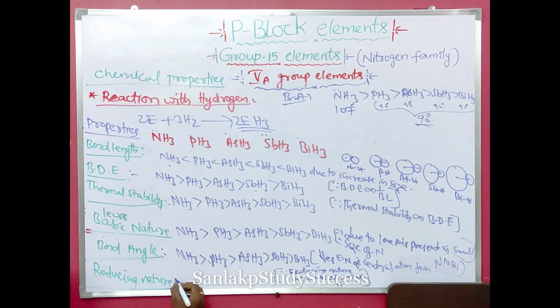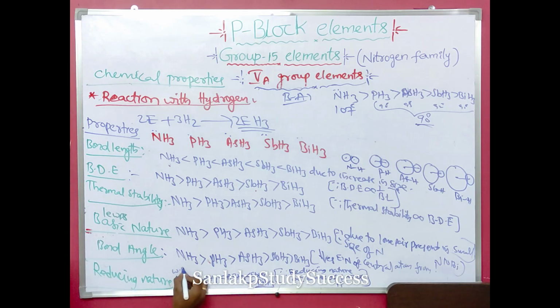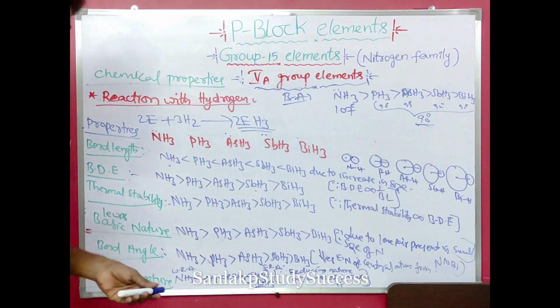So NH3 is the weak reducing agent, due to its stronger bond. BiH3 is the strongest reducing agent, NH3 is the weak reducing agent, right? This is the reducing nature.